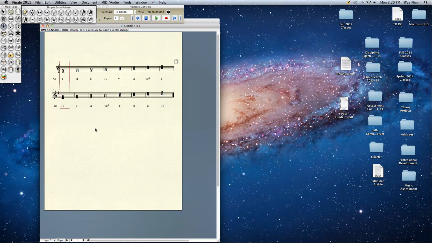Well, hello everyone. Welcome back. To start off this year, we're talking about pivot chord modulation. So this is a brief overview of what we have to deal with in pivot chord modulation.